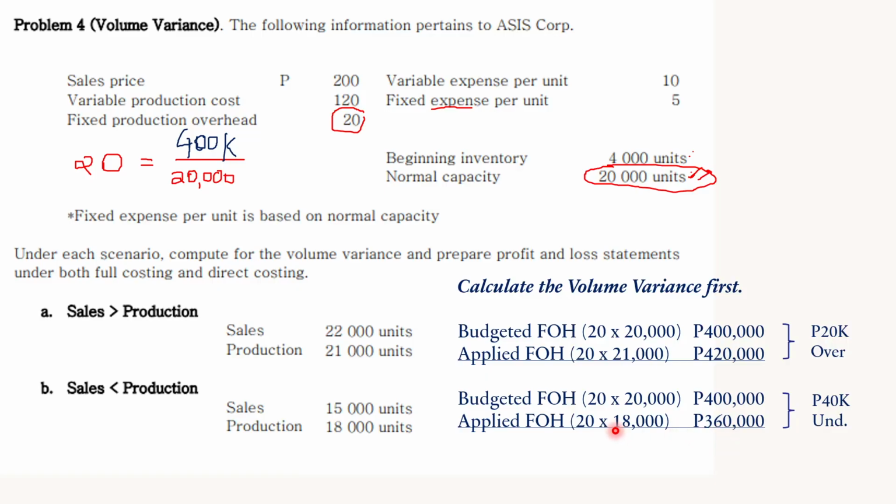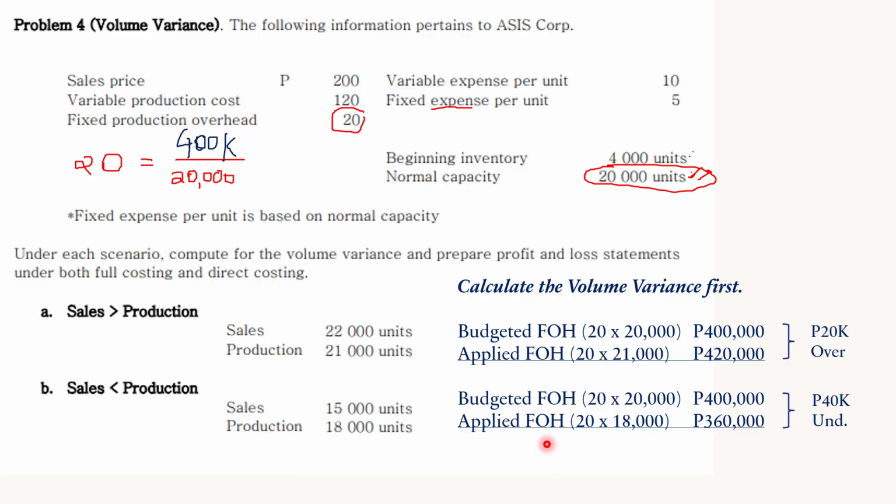Now, will volume variance affect both absorption and variable costing? The answer is no. Volume variance is only applicable to absorption costing. Bakit? Sa variable costing kasi, yung fixed overhead, hindi naman natin ina-allocate sa inventory. Okay, so relevant concept lang yung volume variance dito sa absorption costing. Sa variable costing, wala siyang kinalaman.